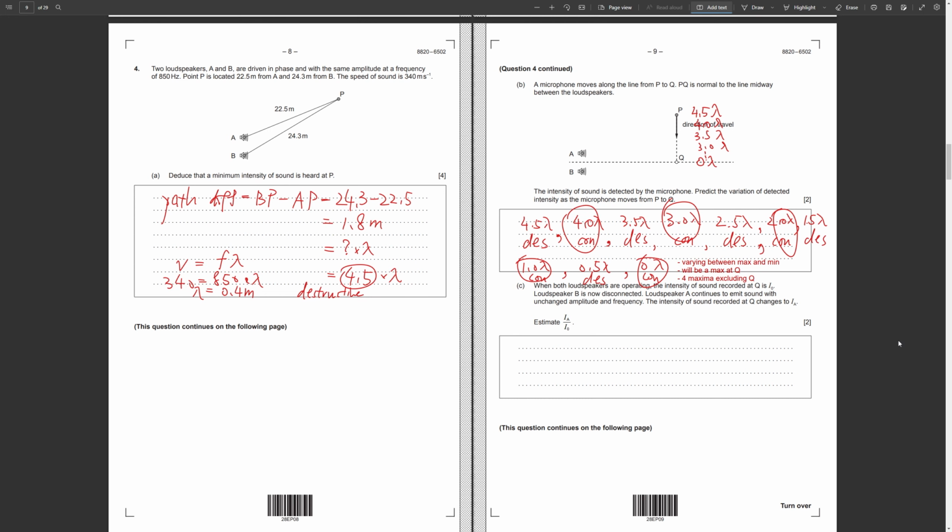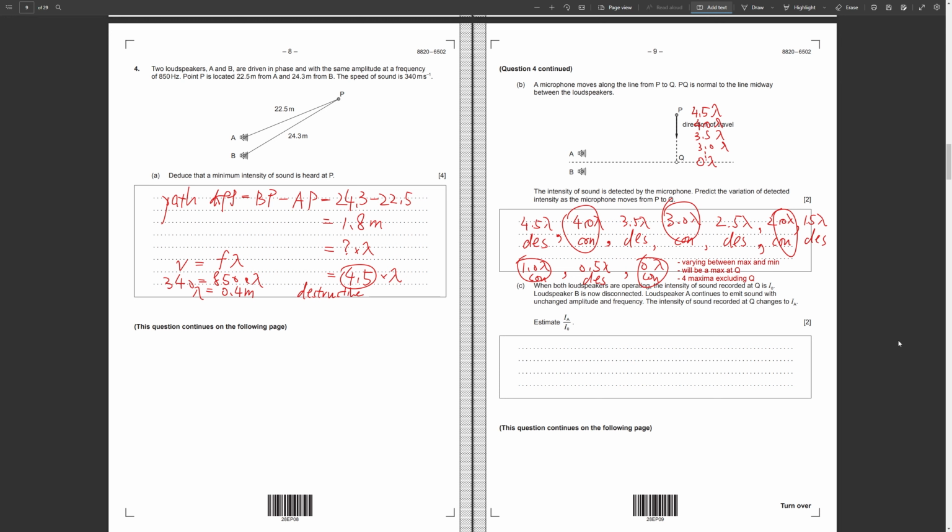In part C, we are going to shut down one of the loudspeakers. And because previously there was a constructive interference, their amplitudes add up. It's their amplitudes adding up, not their intensities adding up. After shutting down one of the loudspeakers, the amplitude should be half of the original. Amplitude being half implies the intensity should be 1/4, because intensity is proportional to the square of amplitude.